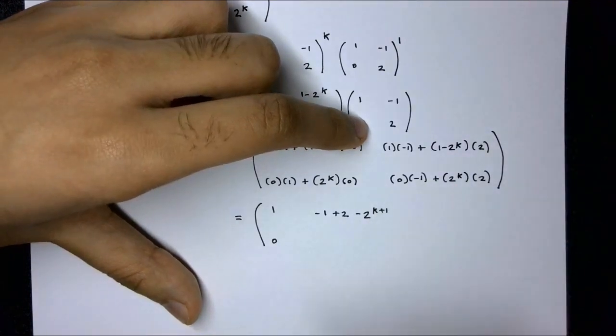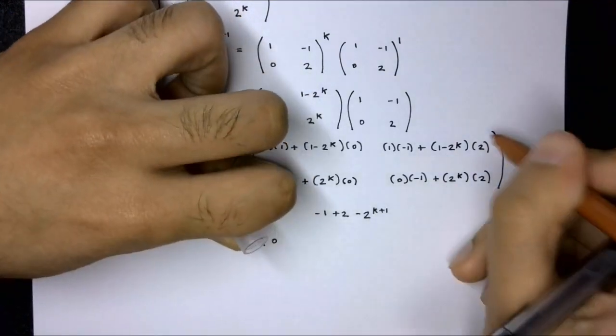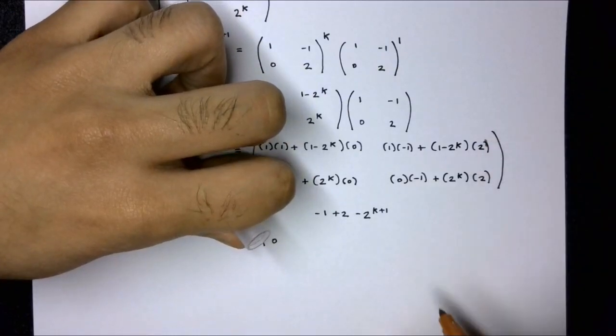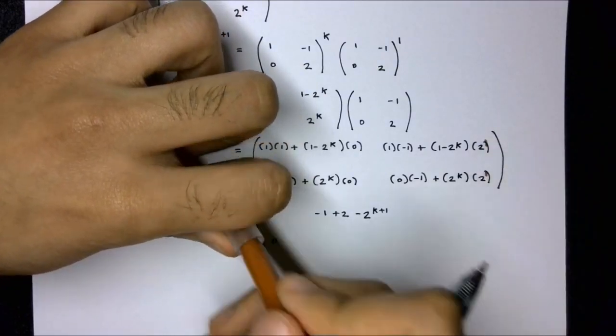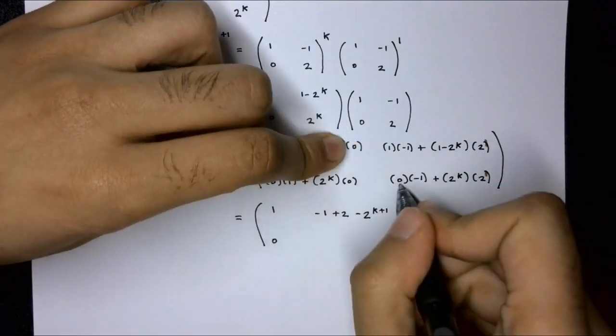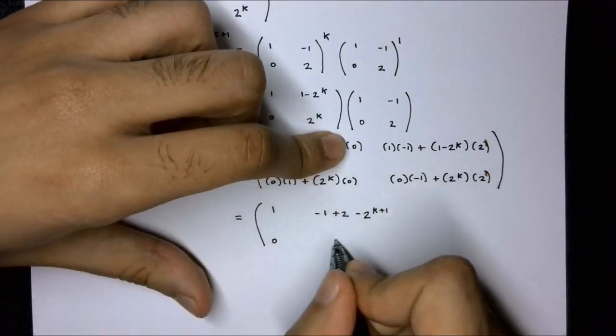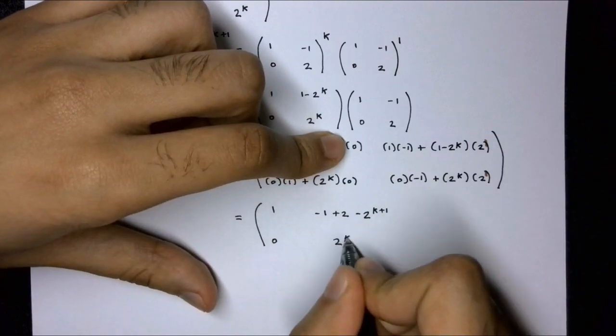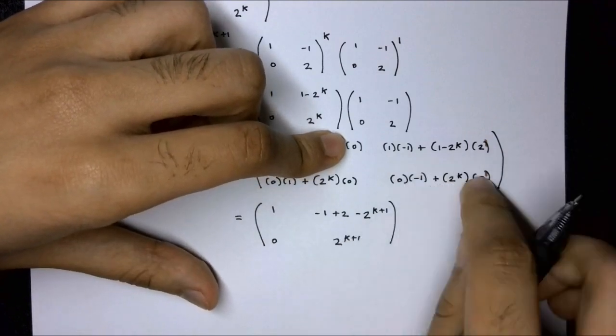Okay, so all that's happened over here is we've assumed that 2 can be written as 2 to the power of 1, and that's what we'll do here as well. And for this final element we've got 0 plus 2 to the power of k plus 1. Again, we've got the same base, we add the powers.